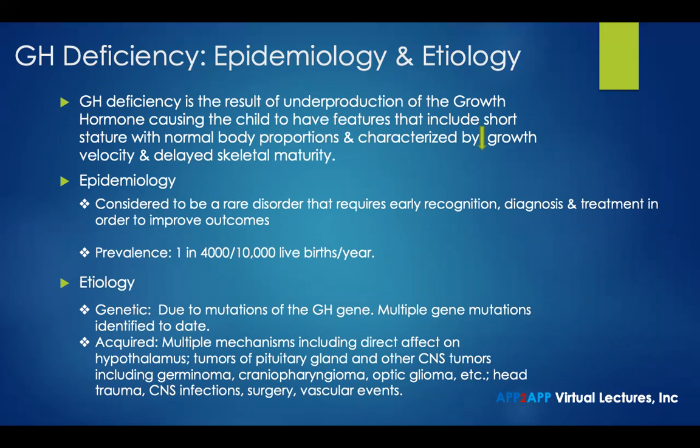When we look at etiological factors for growth hormone deficiency in the pediatric population, we can divide those into two: genetic and acquired. There have been mutations of the GH gene identified, and to date, there have been multiple ones that can be tested for. Some acquired etiological factors include multiple mechanisms, including direct effect on the hypothalamus, tumors of the pituitary gland, and other CNS tumors, including germinomas, craniopharyngiomas, optic gliomas, head trauma, CNS infections, surgery, and vascular events.